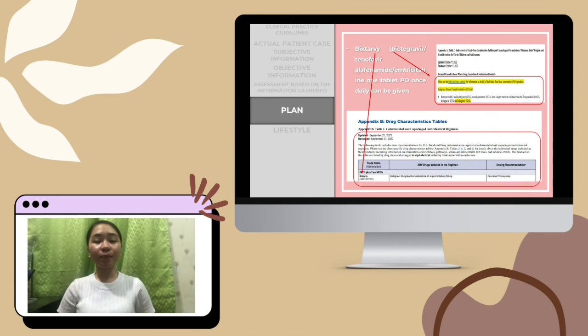In continuation, Biktarvy with active ingredients of bictegravir, tenofovir alafenamide, and emtricitabine, 1 tablet per orem once daily, can be given. Based on the clinical guideline, Biktarvy is a complete HIV treatment regimen. And with consideration of the condition of the patient, tenofovir alafenamide was selected because it is the prodrug of tenofovir and, as compared to tenofovir disoproxil fumarate, tenofovir alafenamide has potentially less renal and bone toxicities.